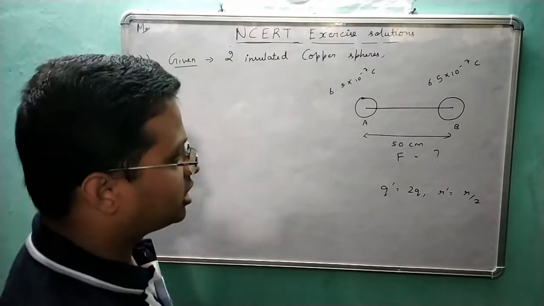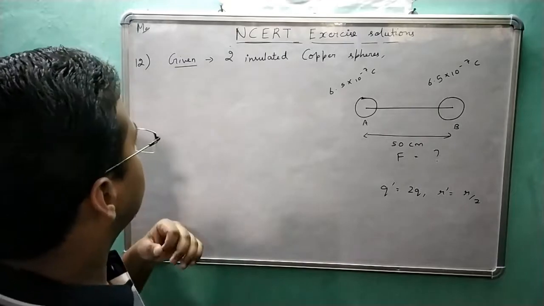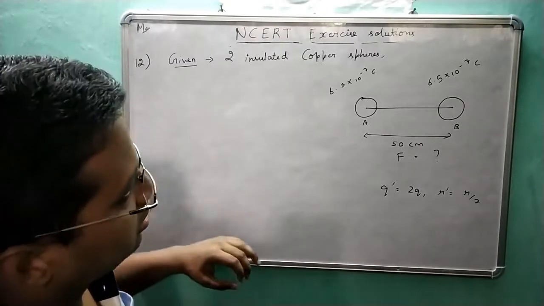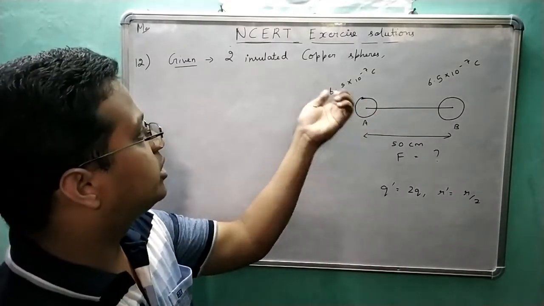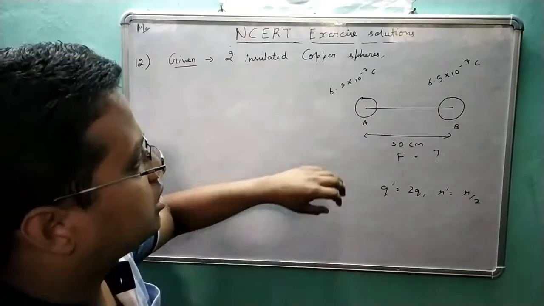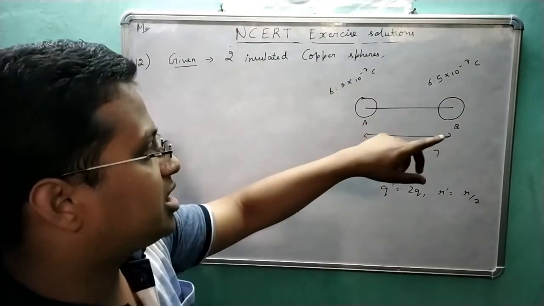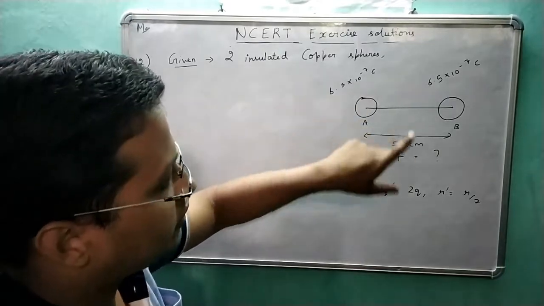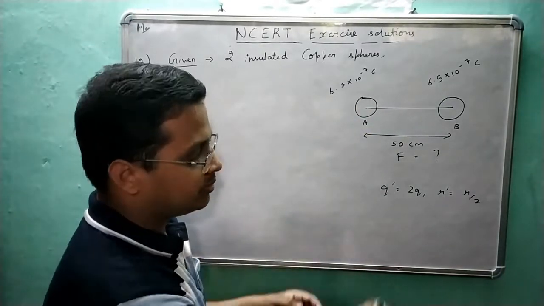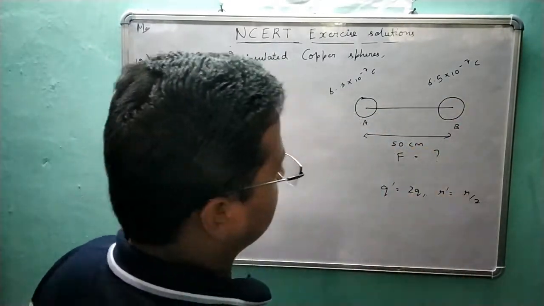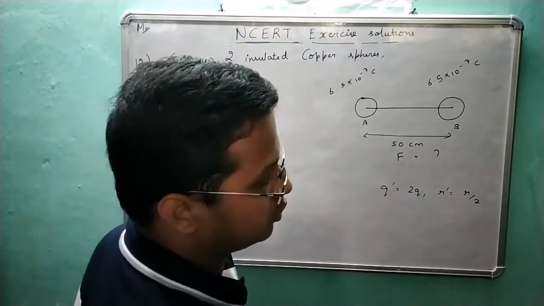So let's come to the next question now. In this question, it has been given that we have two insulated copper spheres and both of them are charged equally, that is 6.5 into 10 to the power minus 7 coulomb. They are separated by a distance of 50 centimeters. So what will be the force?